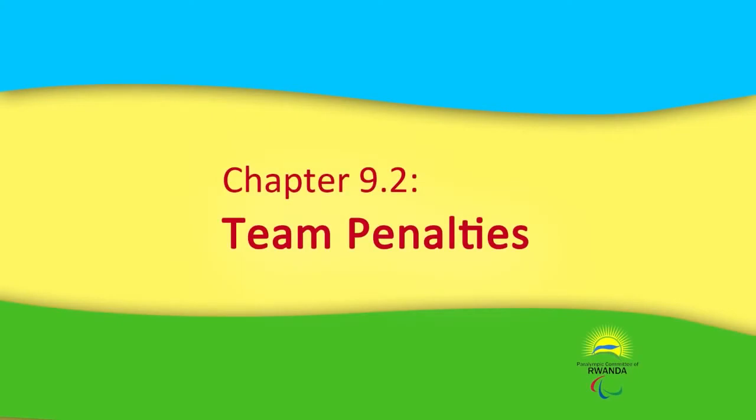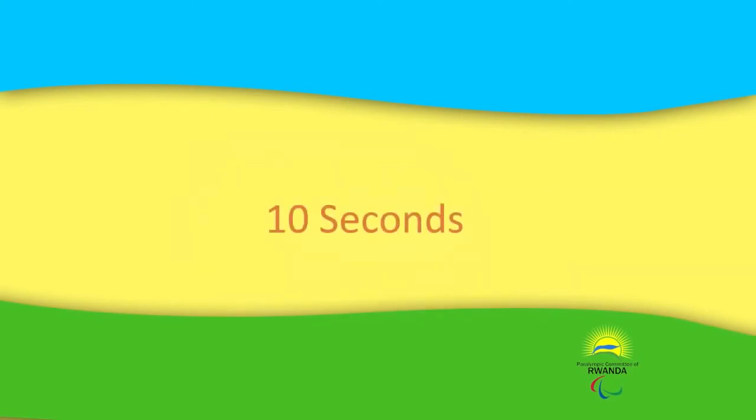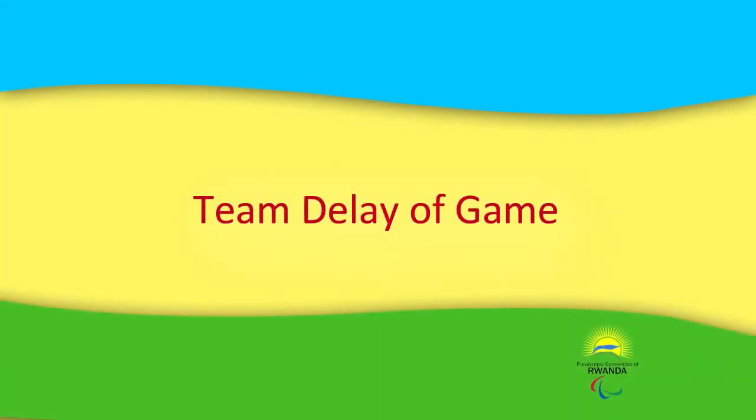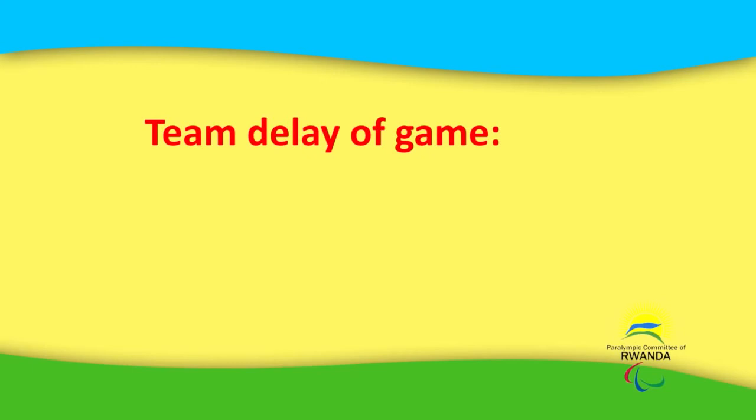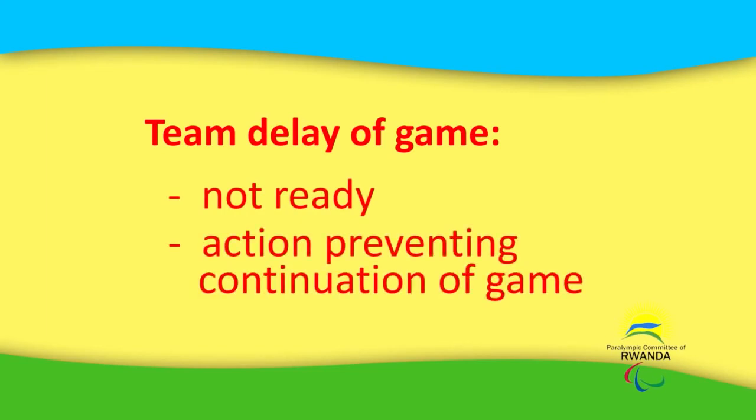Chapter 9, Part 2. Team penalties. 10 seconds. A team must throw the ball within 10 seconds after the defensive team's first contact with the ball. After a timeout or substitution, the 10 seconds shall not be reset. Team delay of game. A team delay of game penalty shall be awarded against a team if that team is not ready to start play or takes any action preventing the continuation of the game.